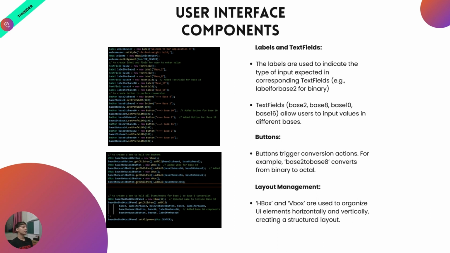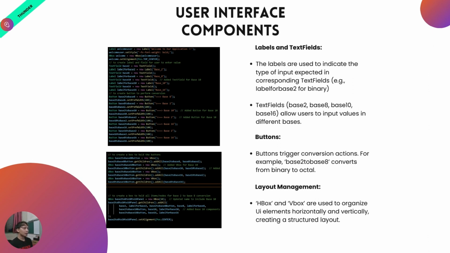So for my part, I will be explaining the user interface components. There are three components, which are the labels and text fields, buttons, and layout management. For the labels and text fields, the labels are used to indicate the type of input expected in the corresponding text field. For example, in this coding, there's a label for base 2, which is for binary. And the text fields for base 2, base 8, and base 10 allow the user to input values in different bases.